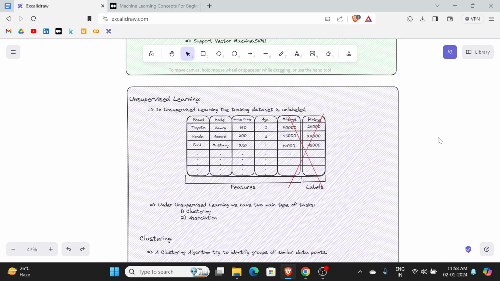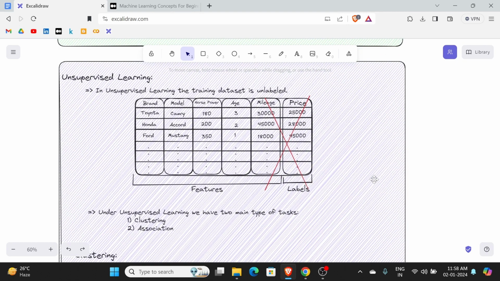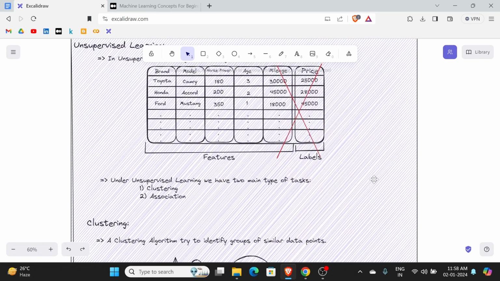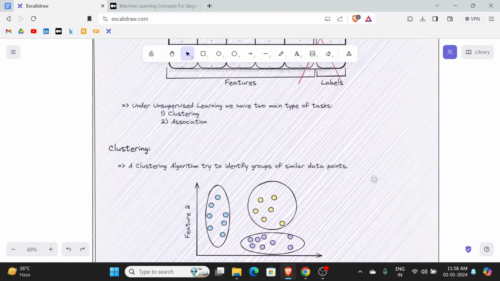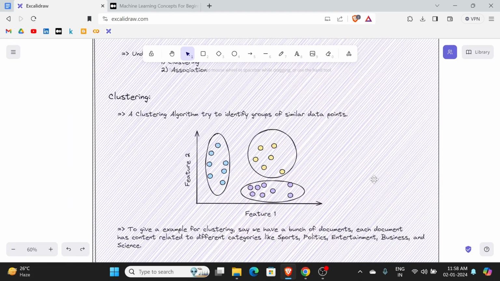Obviously, we are not going to predict any value because we don't have any labels, but we can do other things such as clustering and association. So clustering and association are some major tasks in unsupervised learning. Let me explain what clustering is. Clustering is a very simple concept.